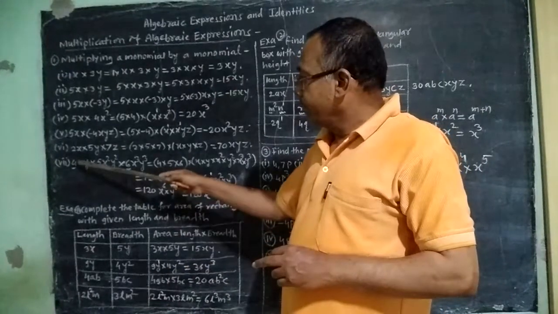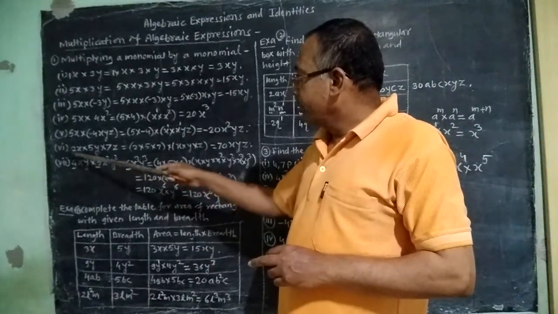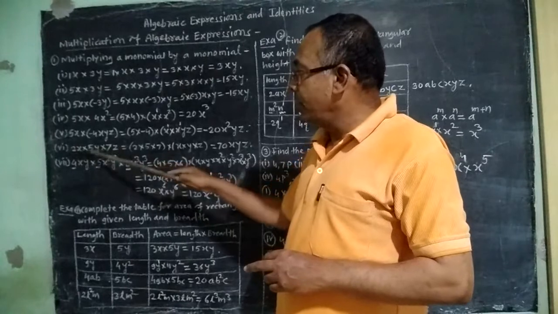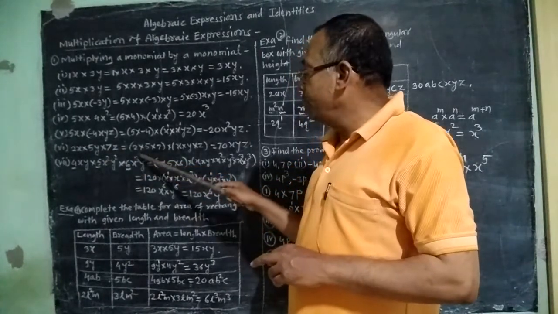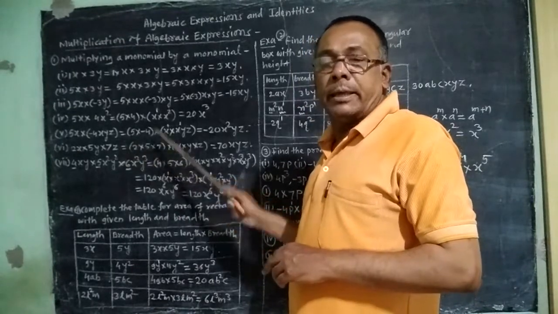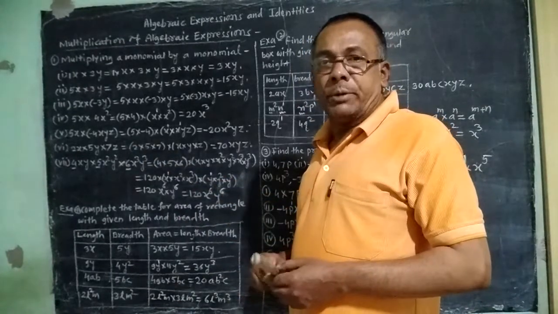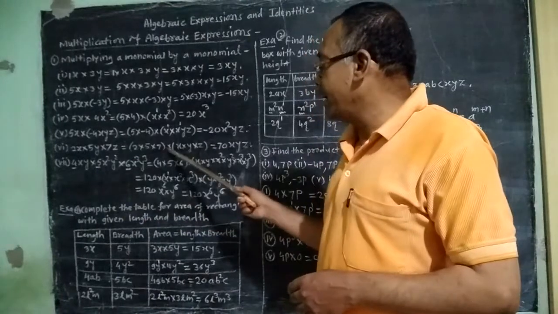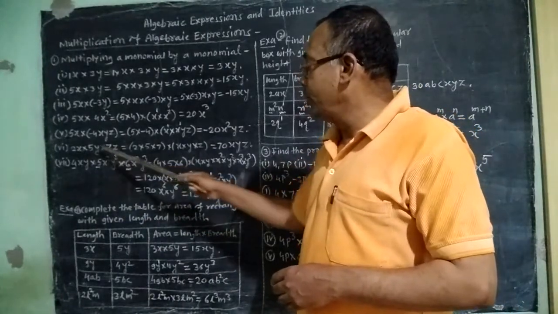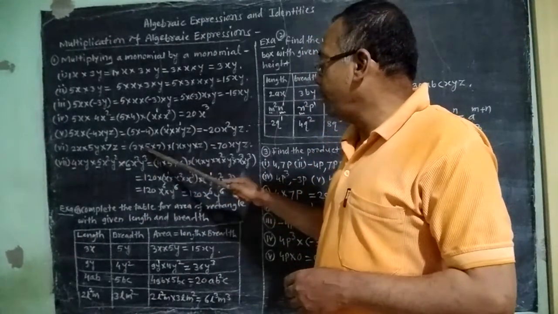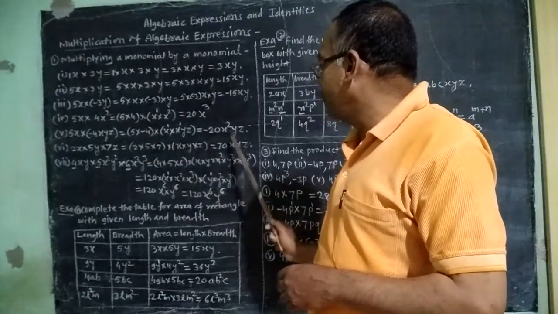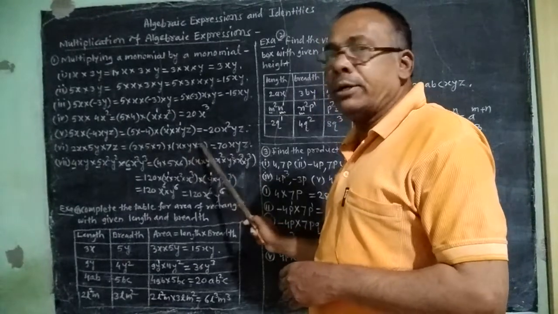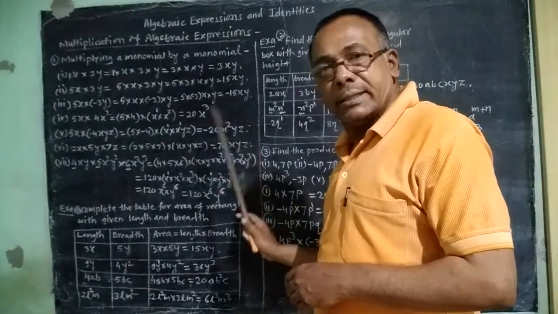Again in the sixth example, 2x into 5y into 7z. Again we will unite all the coefficients in one bracket, and in the second bracket x into y into z. So 2 into 5 into 7 will be 70, and x into y into z will be xyz.